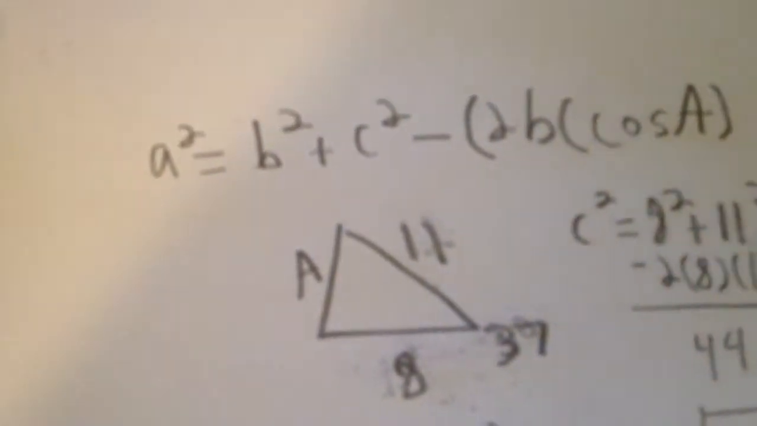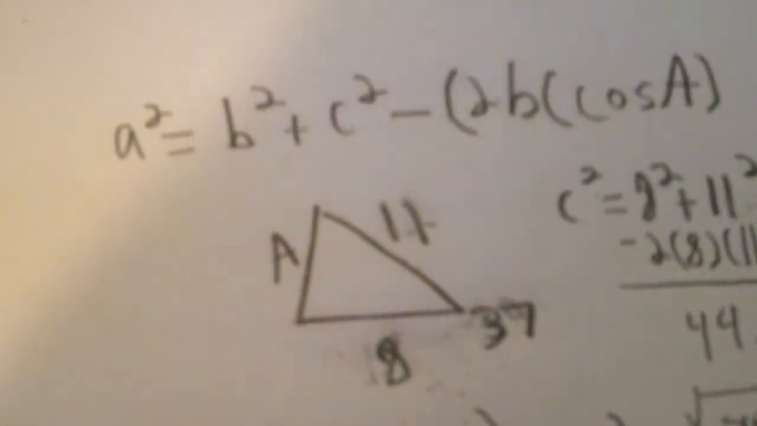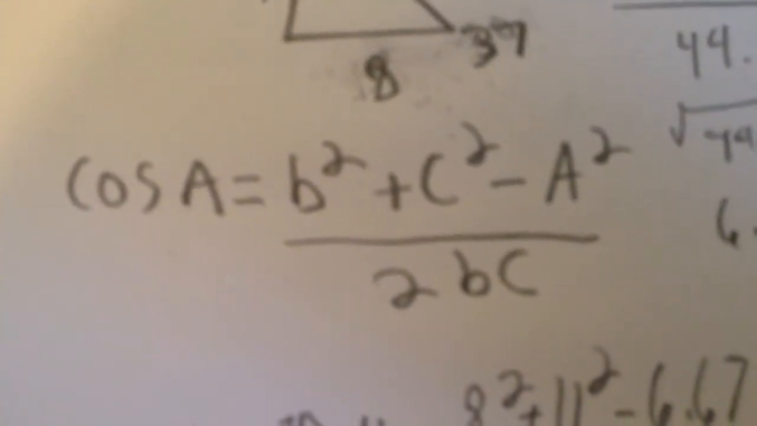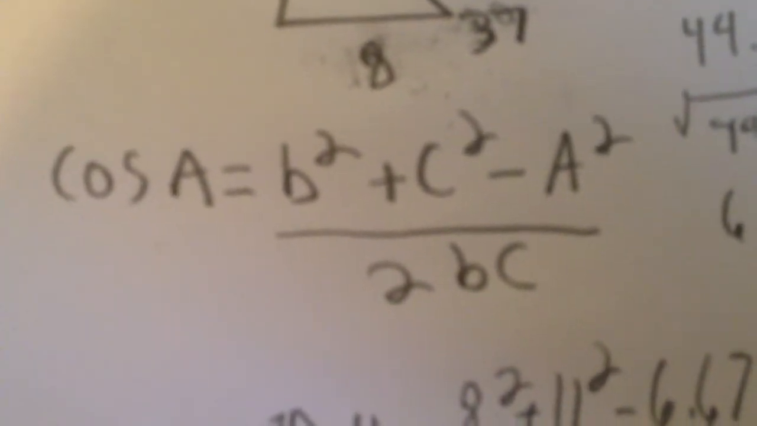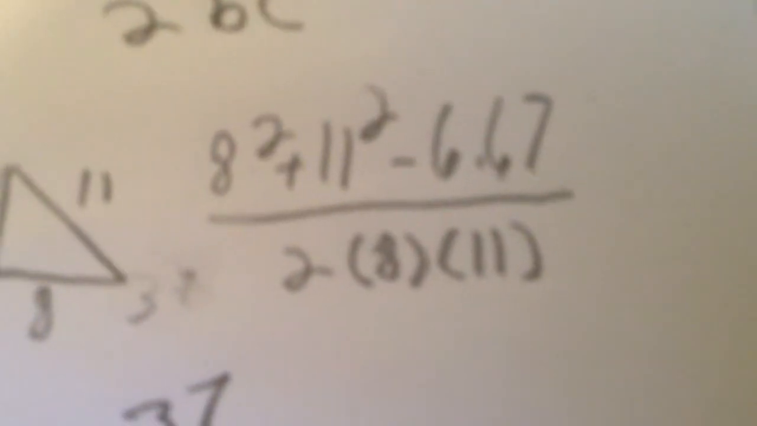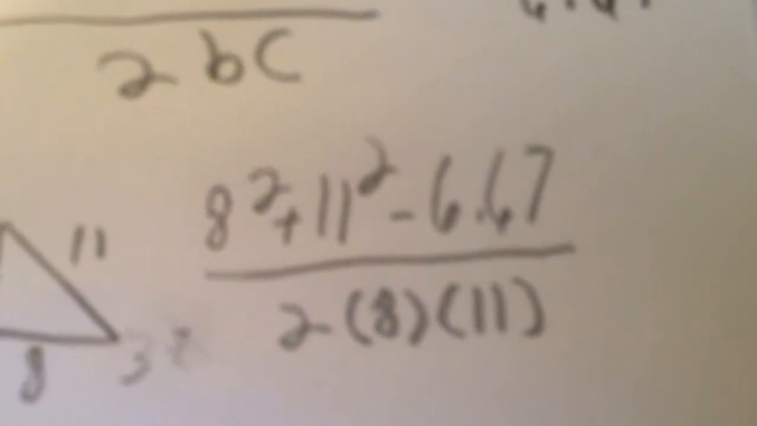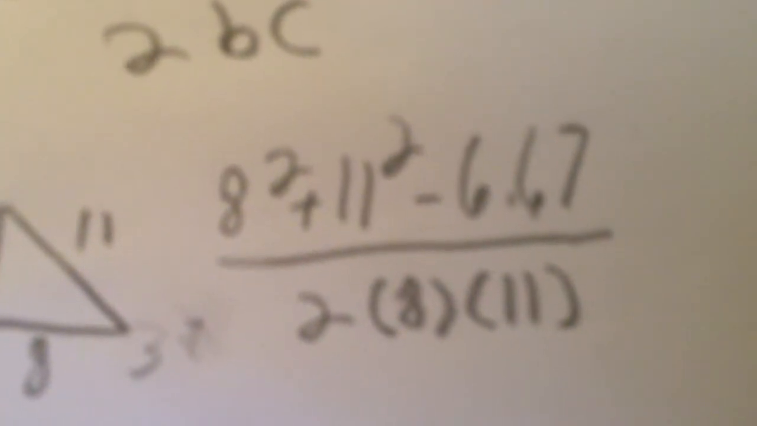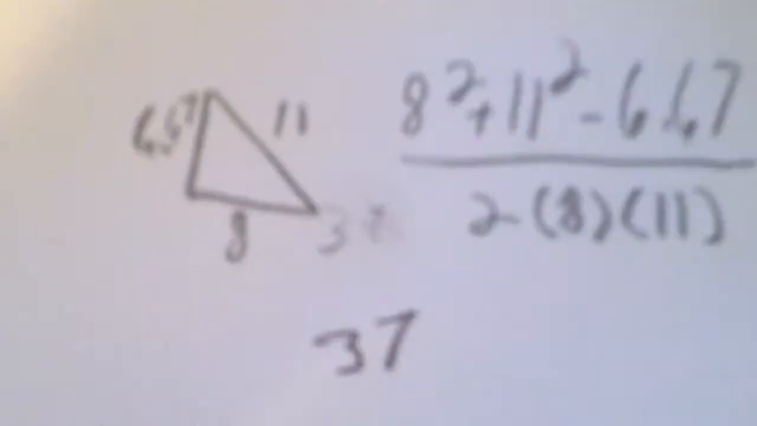But there's also, let's say you want to find the degree, and you're given a side. So you're given side, side, side, which is usually what you're going to use law of cosines for. So here you're given cosine of a equals b squared plus c squared minus a squared over 2 times b times c, which here I gave you, 6.67, 11, and 8 are sides, and you want to find the degrees. So I wrote it out here, 8 squared plus 11 squared minus 6.67 divided by 2 times 8 times 11, and that'll give you 37, which is your degrees.